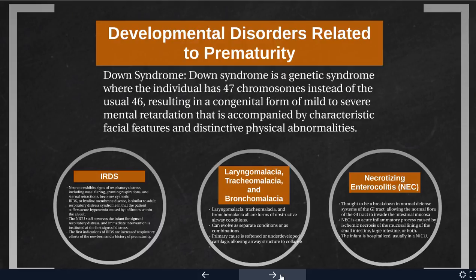Down syndrome is not entirely, I think I might have actually put this in the wrong spot. Down syndrome is not entirely related to prematurity, but it has been found to be more common in children born premature. Or I guess that should go backwards. Babies who have been discovered to have Down syndrome in utero typically are born premature, and that causes a whole host of additional complications for them on top of the Down syndrome.